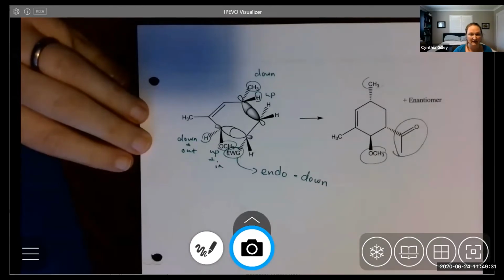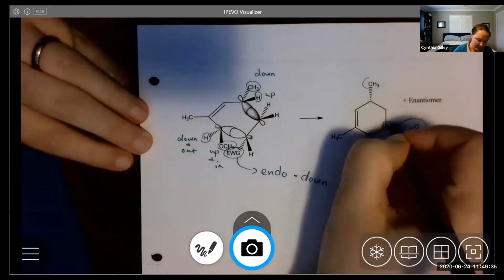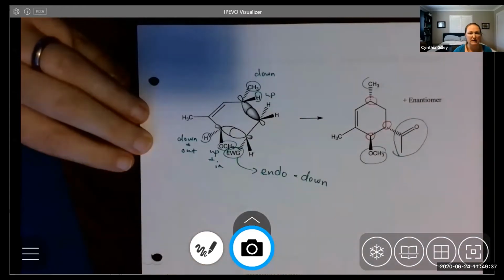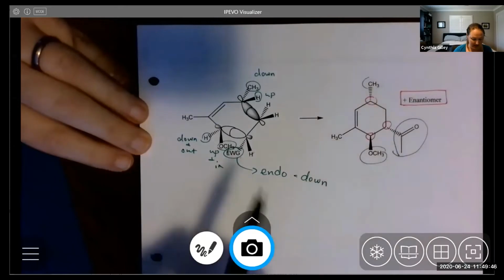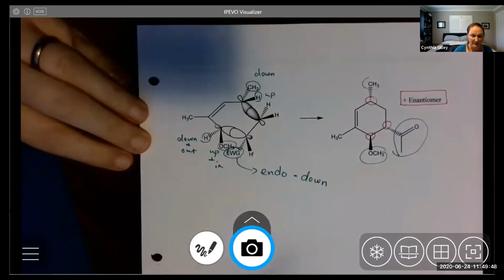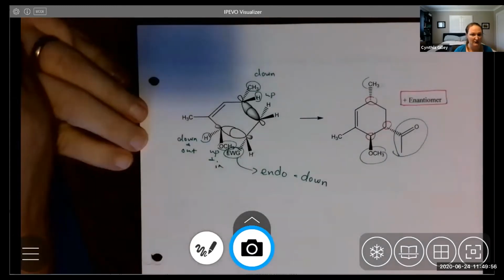And that's the finished product with stereochemistry included, where we've drawn the group on a dash or a wedge at the chiral center. The enantiomer also forms, which happens when the dienophile approaches from the top. When it approaches from the top, everything's still the same. It's just the mirror image of what happened before.